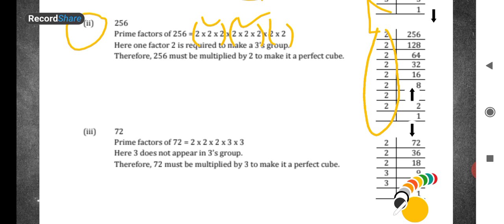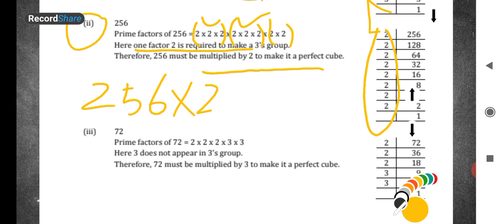That means 1 factor 2 is required to make 3 groups, isn't it? So what is required here? Here 1 factor 2 is required to make 3 groups. That means what we have to multiply? We have to multiply by 2 to make it a perfect cube. So with 256, if you multiply 256 with 2, that answer will be a perfect cube.